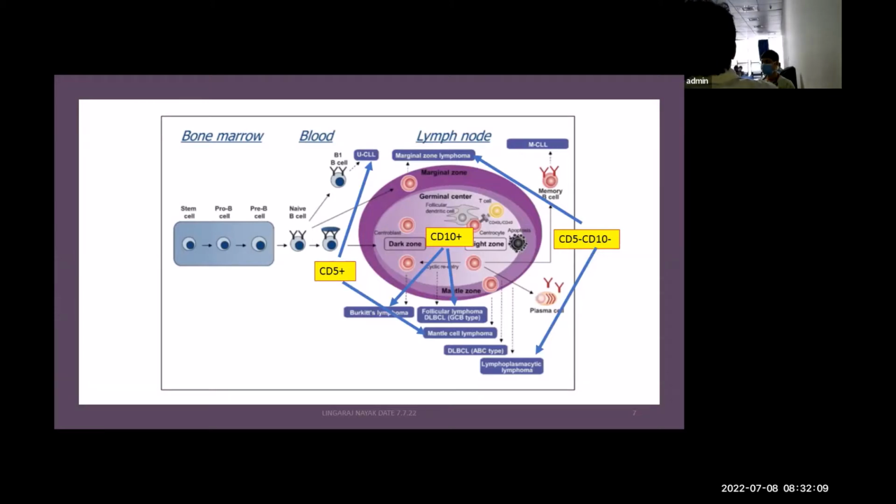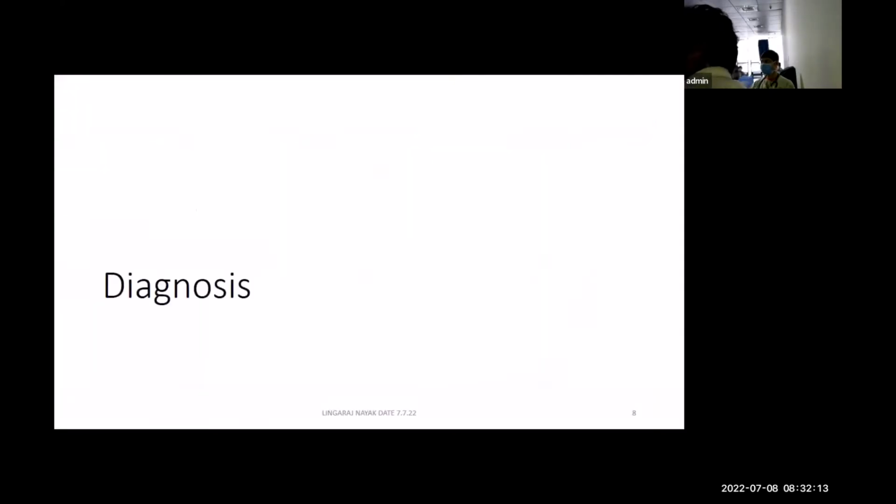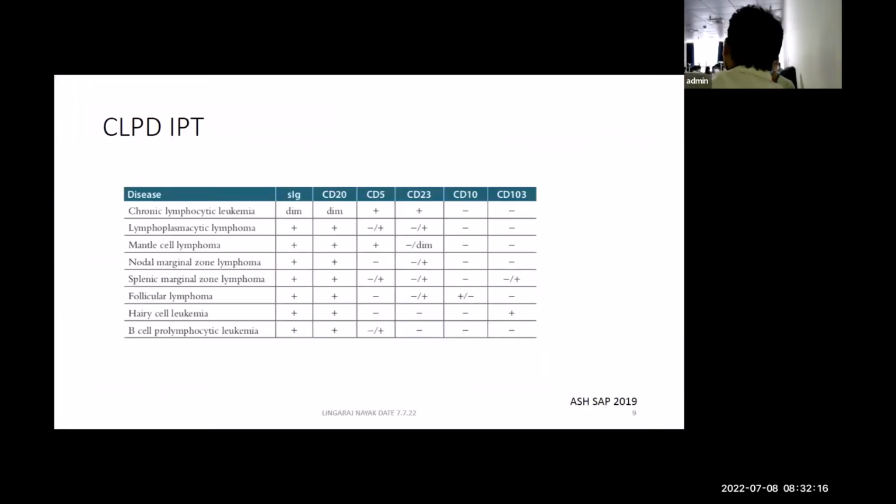Clear? So CD5 and CD10 is most important when you interpret the flow, the IHC for lymphomas. Okay, so I discussed CD5, CD10 in detail. When you see a CLL, typically what you see is peripheral blood lymphocytosis and you send the flow cytometry, right? So what are the differentials at that point of time? The differential will be CLL, LPL, MCL, marginal zone, splenic marginal zone, follicular, hairy cell, and PLL. You have a gamut of differentials.